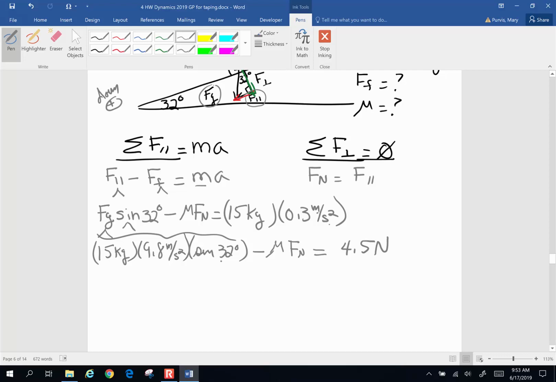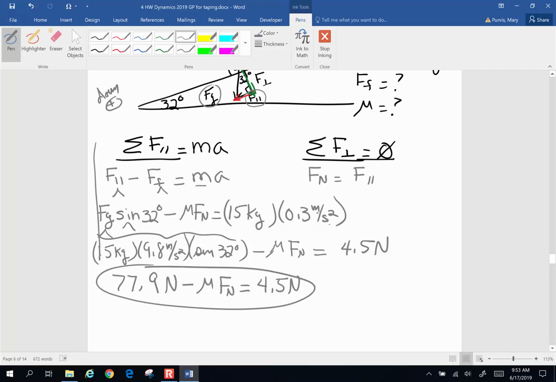What does all of this end up being? Well, let's see. The sine of 32 times 9.8 times 15. All of this ends up being, I'll keep it to 3 sig figs, 77.9 newtons minus mu times normal force equals 4.5 newtons. Now this is as far as I can go on this side without more information, which is the normal force. So now I'm going to go to my other column of information and solve for normal force.